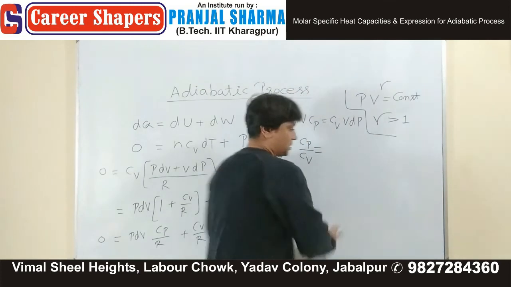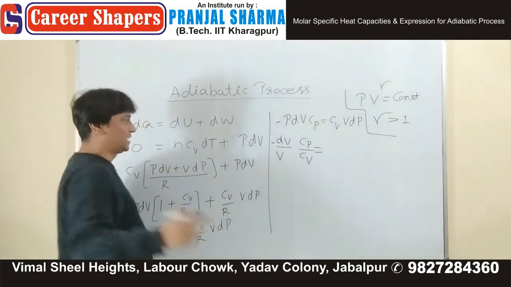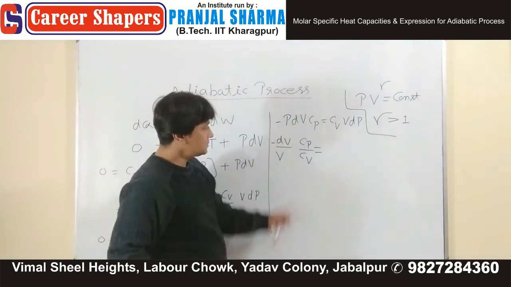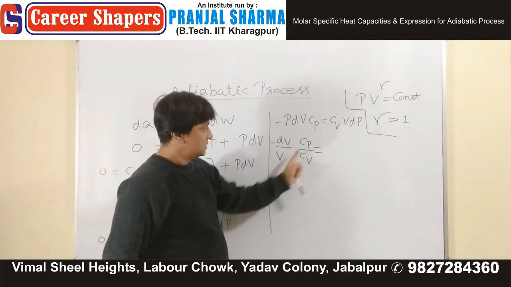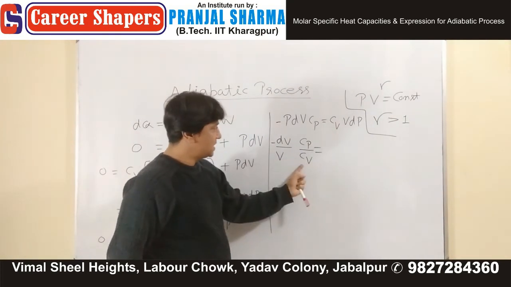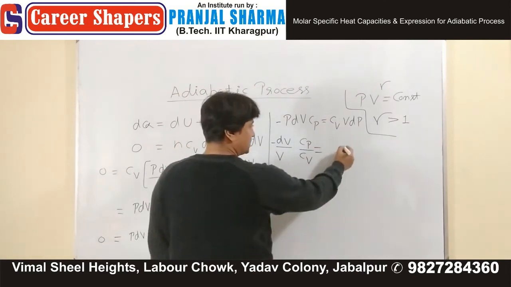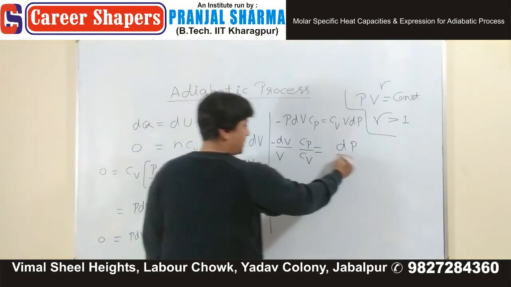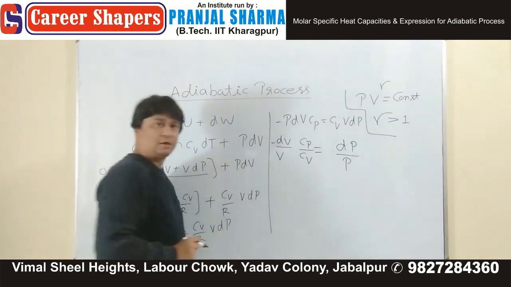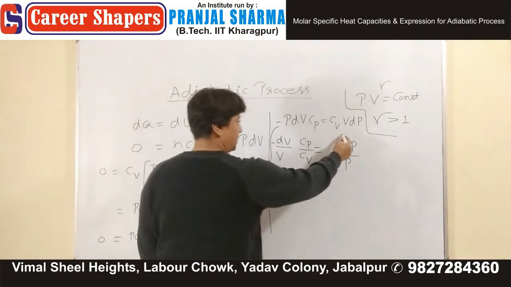And if you have not, just don't worry, I'll give you the lecture. So, what is this? dV divided by V, Cp divided by Cv, keep the negative sign. On this side you've got dP divided by P. And we need to integrate this whole thing and this whole thing.